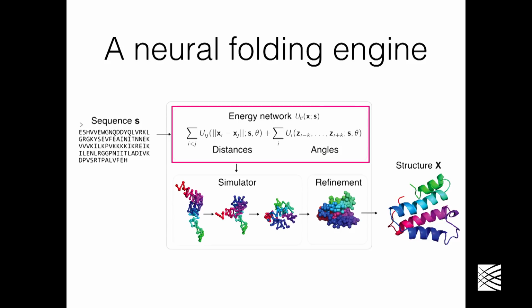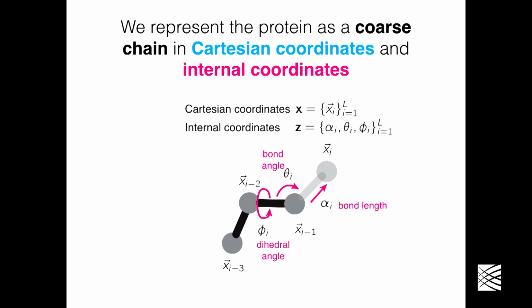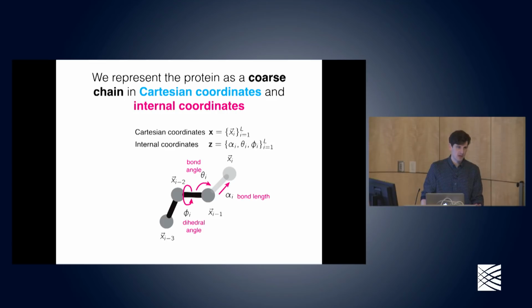So first, the energy network. To understand an energy network, you have to understand the coordinate systems we use to describe a structure. Just in the interest of computational efficiency and also simulator efficiency, our folding process is going to be coarse-grained. So just like the previous movie, each amino acid in the protein is represented by only one coordinate.